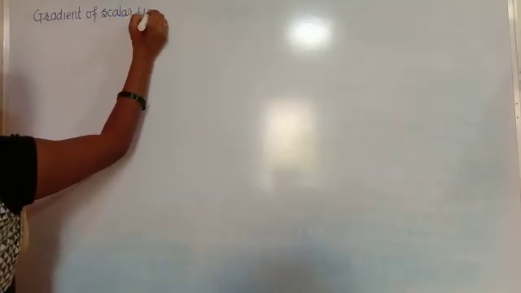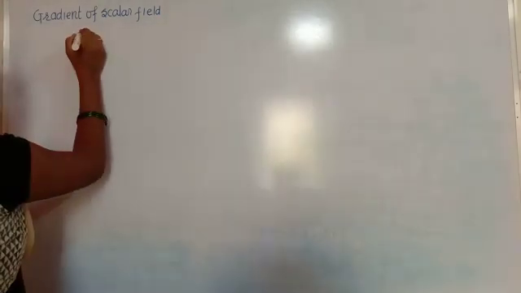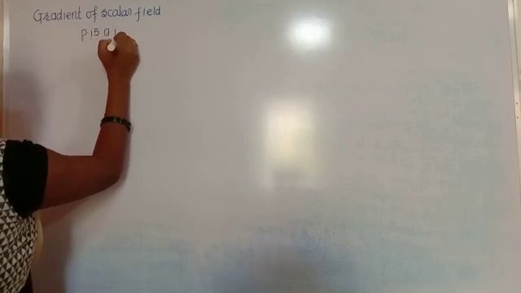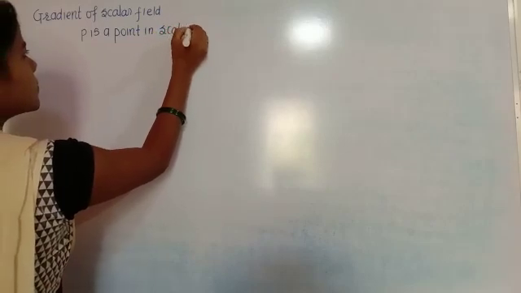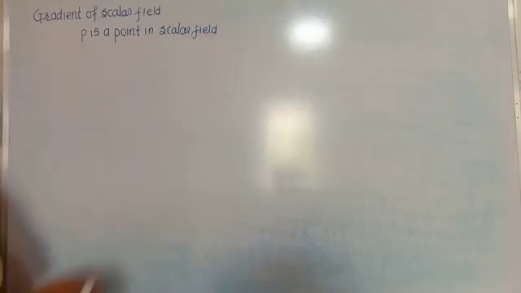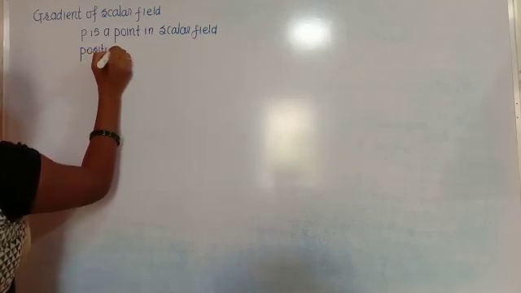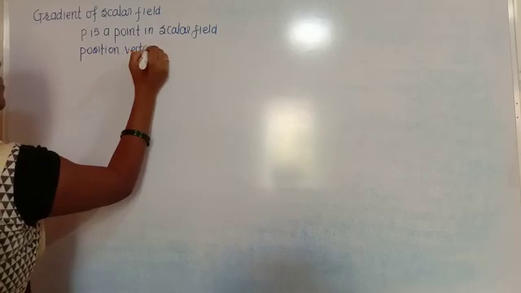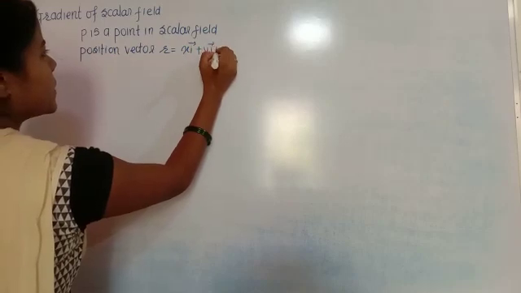Gradient of scalar field. Gradient is only for the scalar field, not for the vector field. So consider a point P in the scalar field having the position vector, that is r is equal to xi plus yj plus zk.